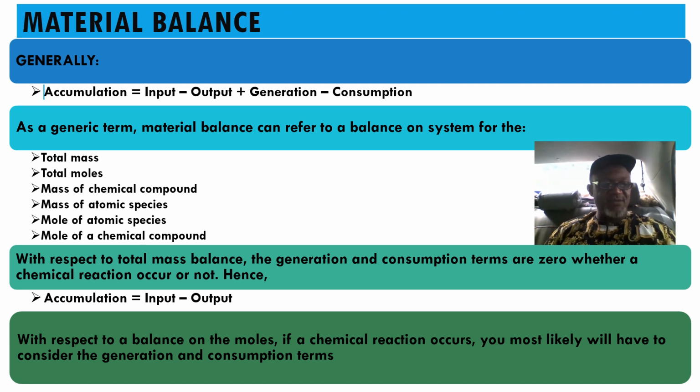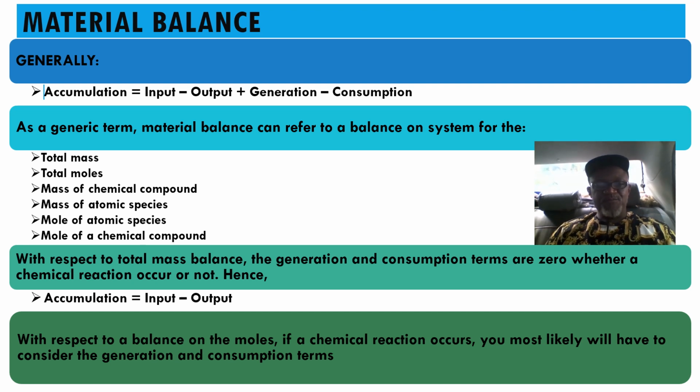It can be for total mass. It can be for total moles. It can be for mass of chemical compound. It can be for mass of atomic species, mole of atomic species, or mole of a chemical compound, depending on the particular problem we want to solve. It can also be for 2, 3, or more of these at a time, so we'll take that one after the other.